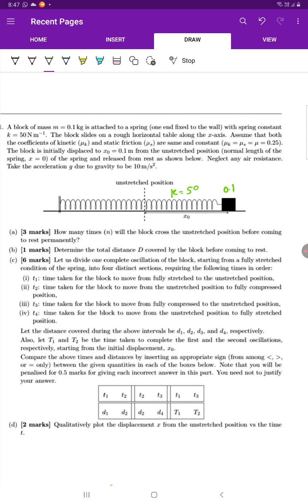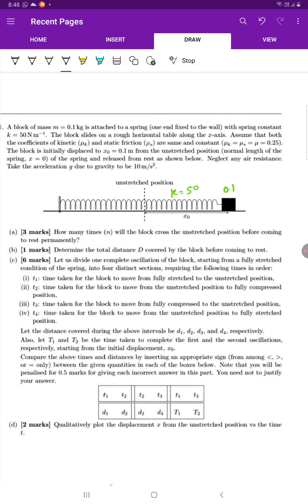The block is initially displaced to x equal to 0.1 meter from the unstretched position, as mentioned, and the normal length of the spring is at x equals 0. I am marking the unstretched position in blue color, that is this one. Now you have to neglect the air resistance and answer the following questions.